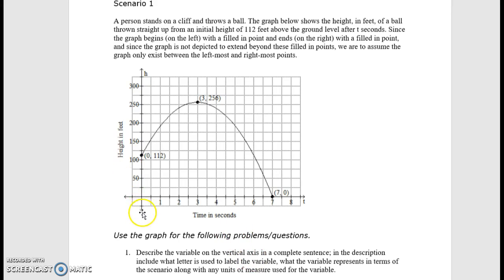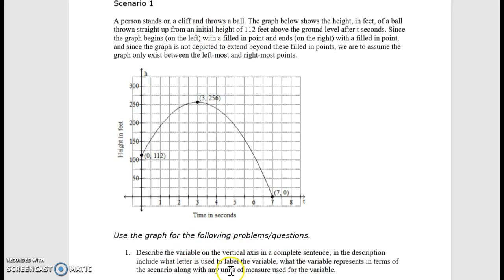Okay, so on the vertical axis here, at the top of the vertical axis, we see the letter H. So that's the letter that is used to label the variable. And what does the variable represent in terms of the scenario? Well, the vertical axis is telling us the height in feet. And so in the scenario here, we know the height in feet is for that ball that was thrown straight up.